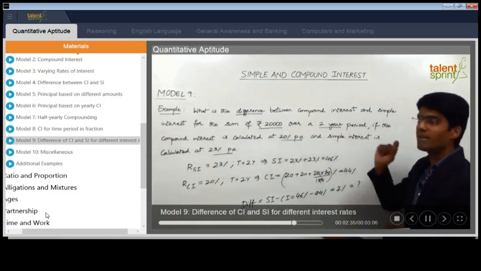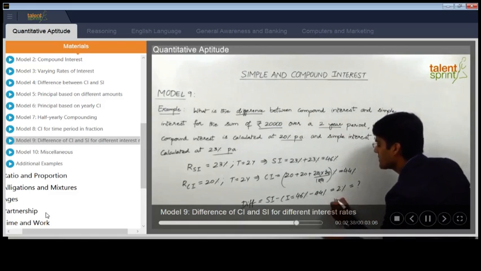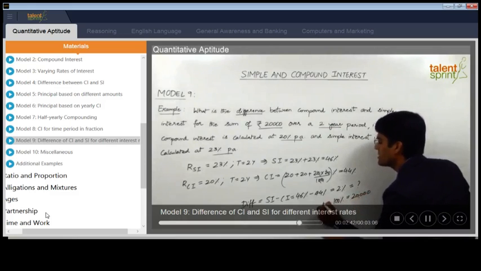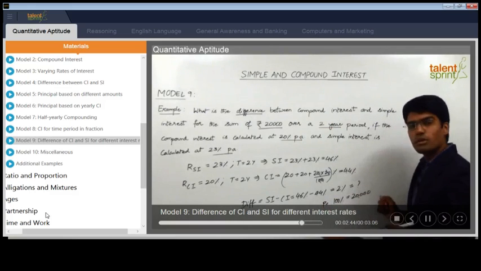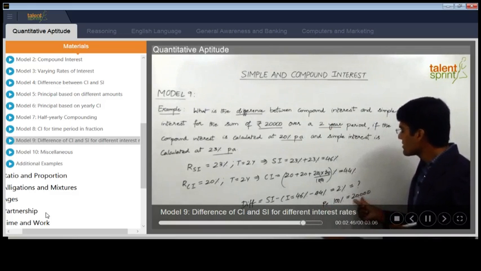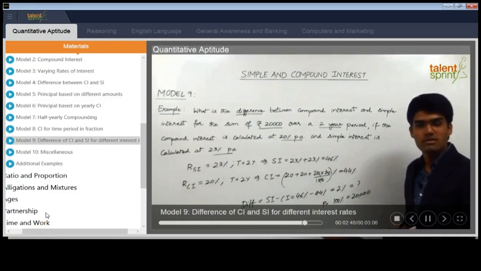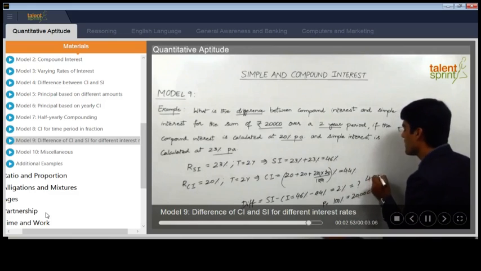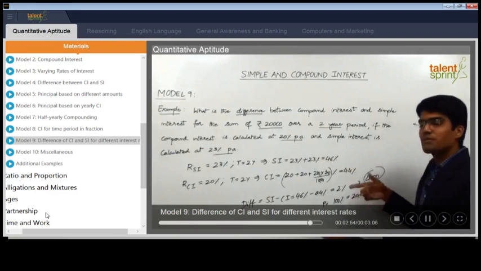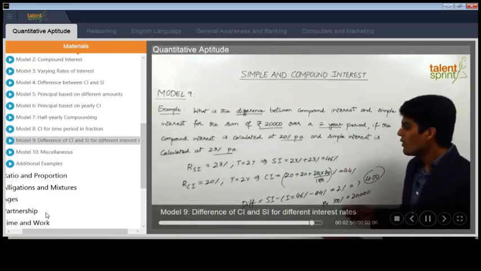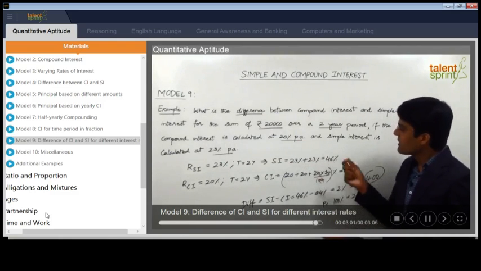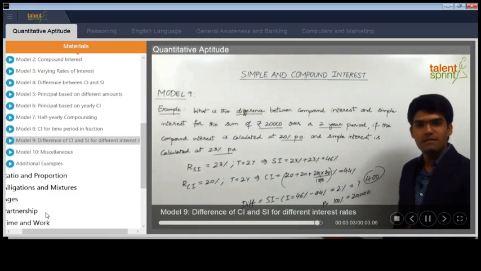We know that principal is 20,000. That means 100% is equivalent to 20,000. So if 100% is 20,000, 2% will be how much? We know that 1% of 20,000 is 200 rupees. So 2% would be 400 rupees. So the answer for this question would be 400, which can be obtained by cross multiplication. So this is how we can simply find out the effective compound interest percentage and the total simple interest percentage and take the difference between these two to get the required answer.